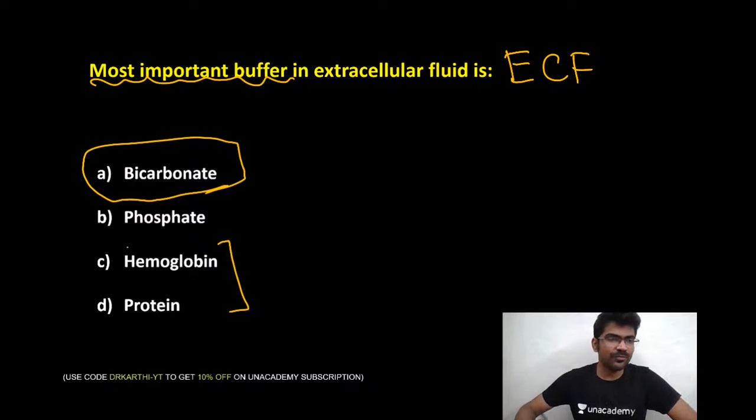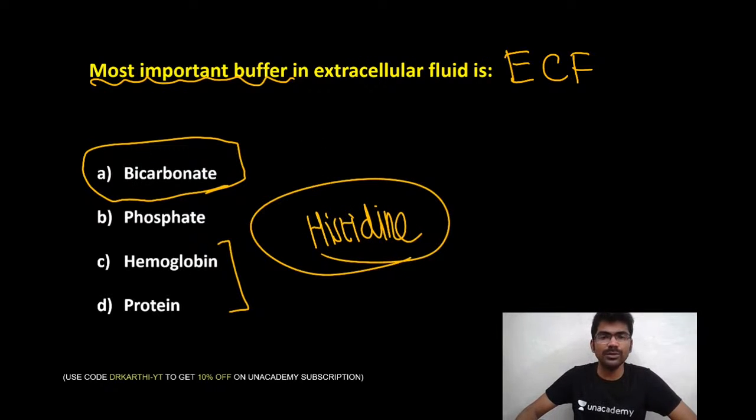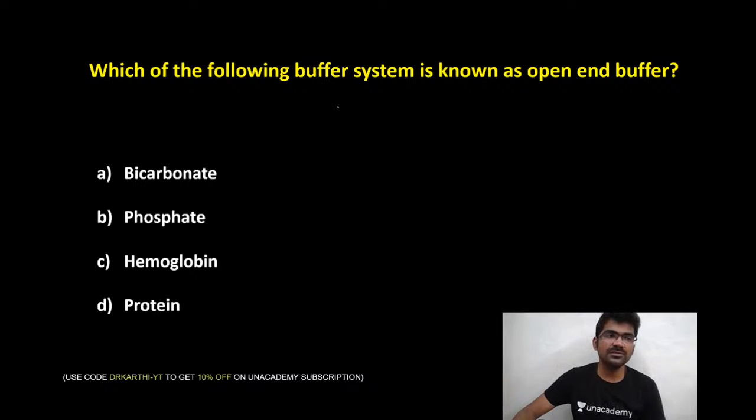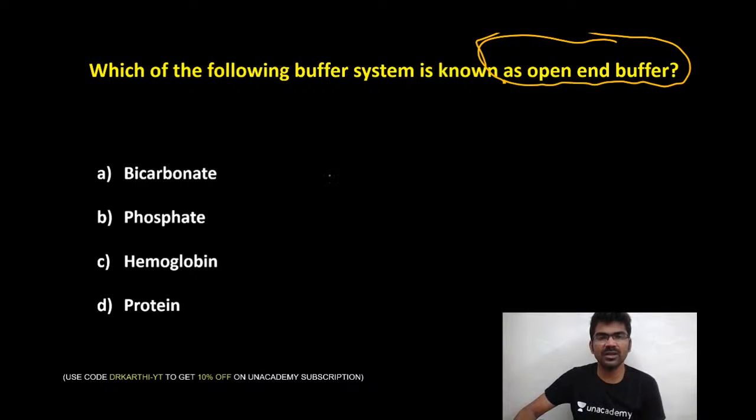So look at this. When they are asking you which of the following amino acid is responsible for the buffering capacity, the answer will be histidine. Buffering capacity of proteins, hemoglobin, it's all due to histidine because the pK value of histidine is 6.1. Which of the following buffer is known as open end buffer? What is this term? New term, open end buffer.